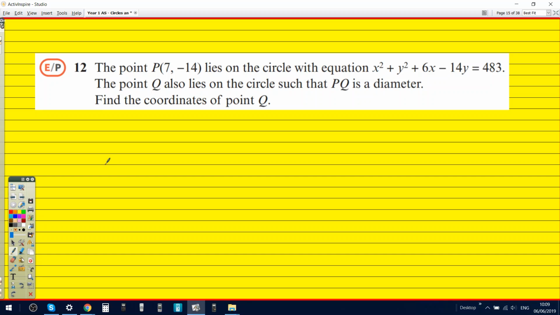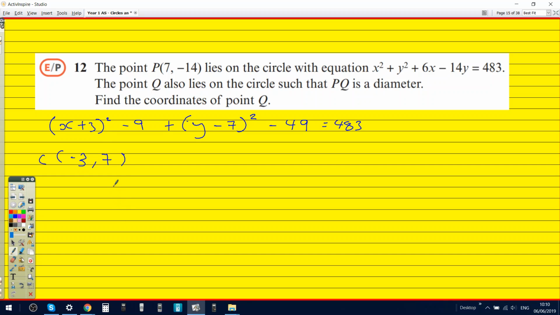So I'm going to find the centre first, because I'll find Q. So x plus 3 squared minus 9 plus y minus 7 squared minus 49 equals 483. So centre is minus 3, 7.